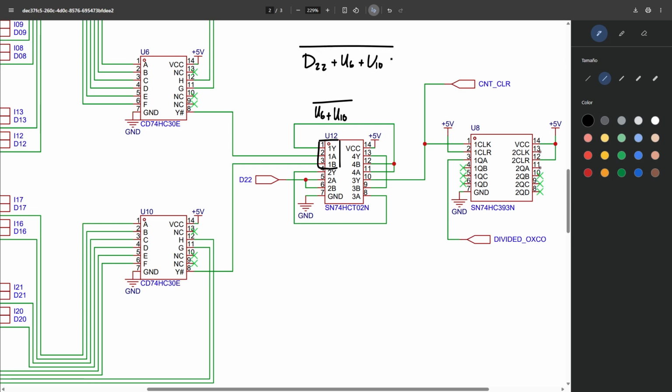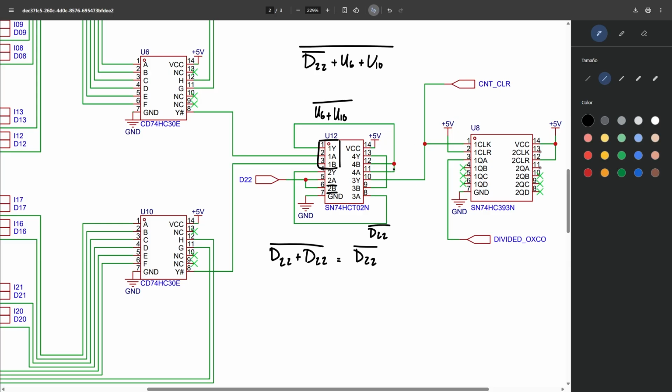But remember that D22 is active with a 1, and U6 and U10 are active with a 0, so we have to convert D22 from active high to active low. And for that, we just have to negate it, right? Okay, so this is our objective. And on gate 2, you can see that we're inputting D22 on inputs A and B. So what this is doing is this operation right here. And this is the same as D22 negated, okay? So this cable right here is D22 negated.